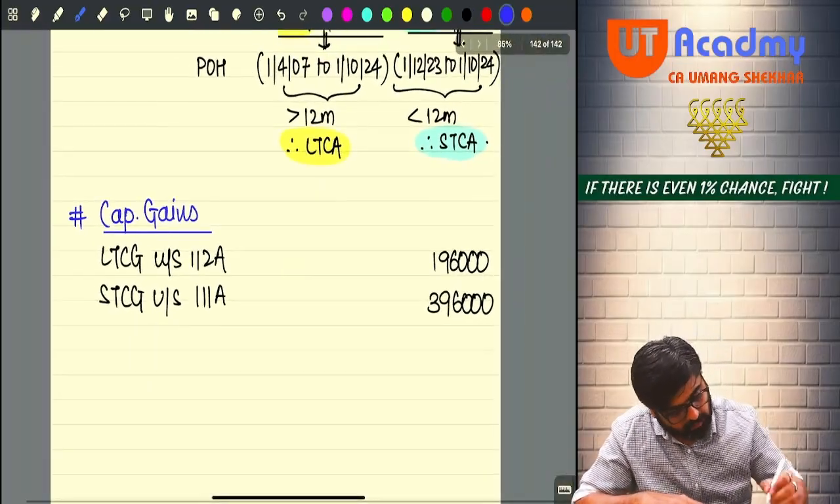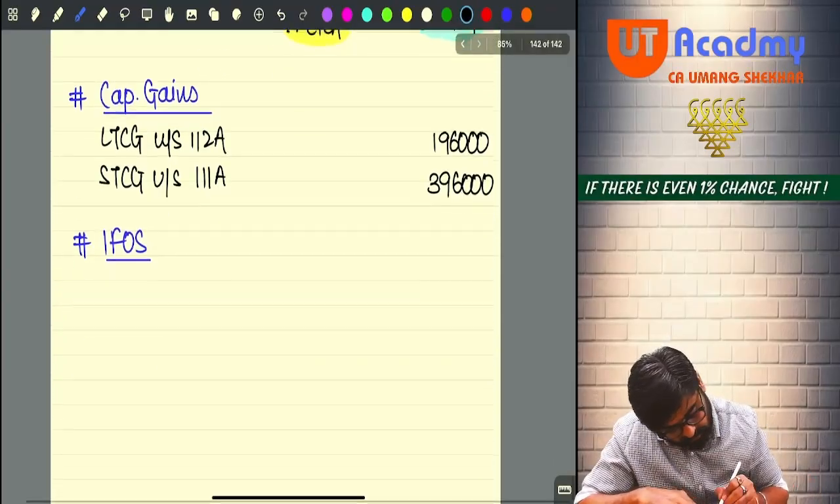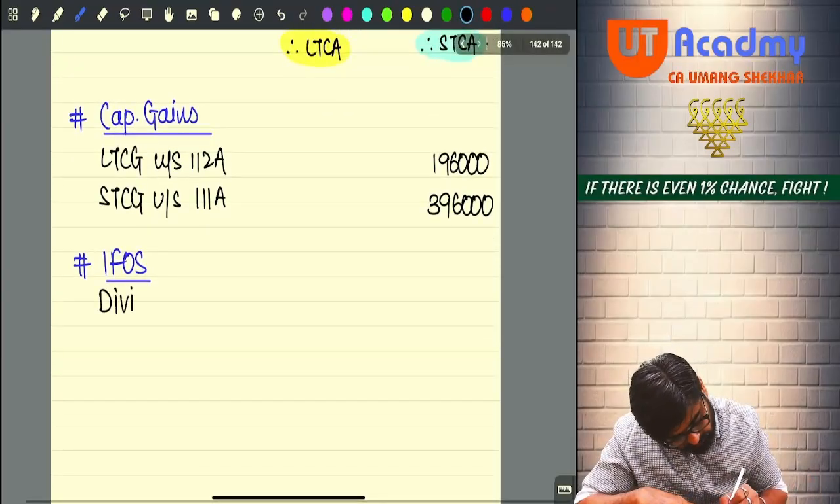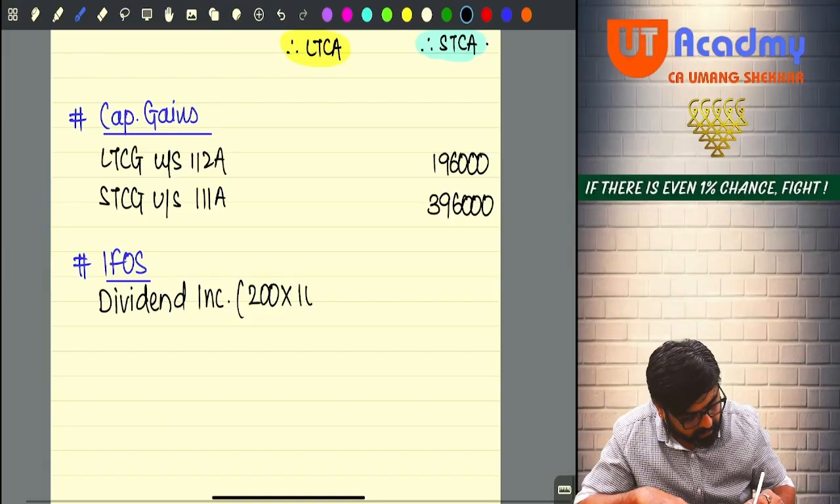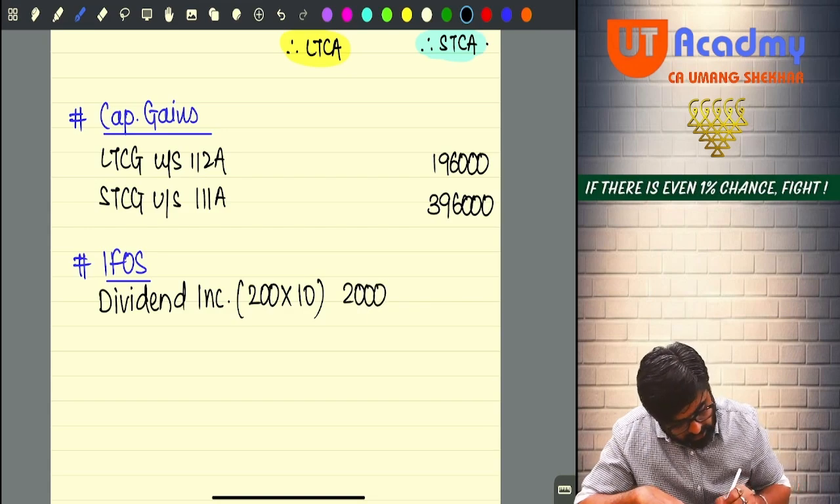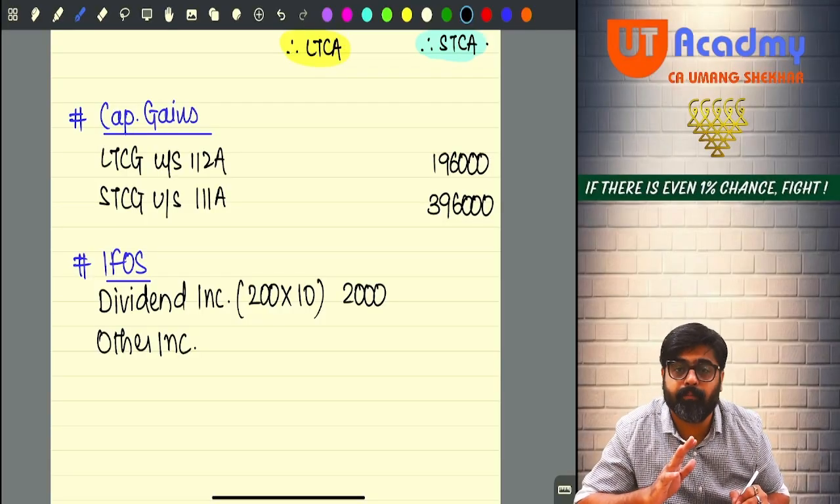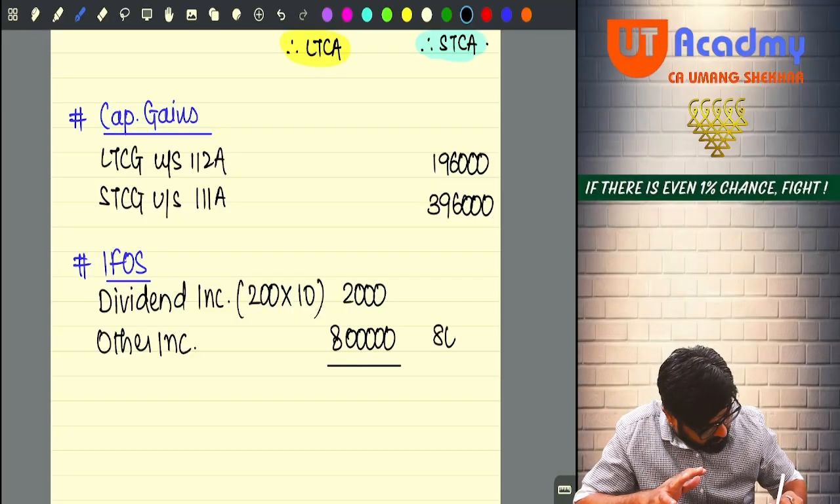And now, do I have IFOS? Yes. Under the head IFOS, can I take dividend income? That is 200 shares, and per share how much dividend? 10 rupees dividend you are getting, no? So 2000 rupees here. And other incomes also I will write down here only as my IFOS. Okay. So other incomes were 8 lakh. Can I say my total is 8,02,000?